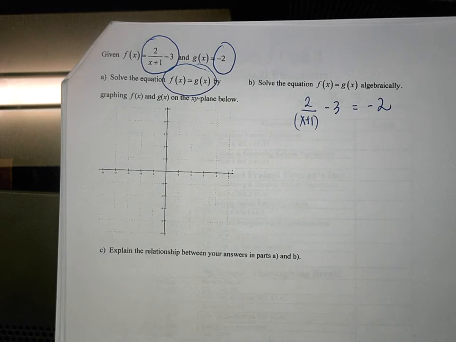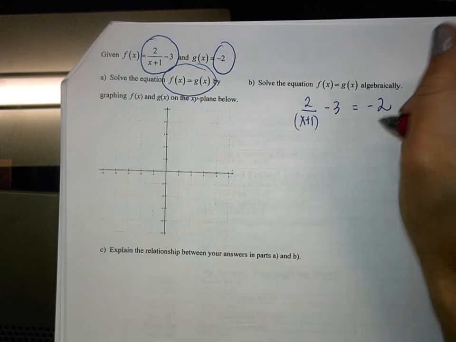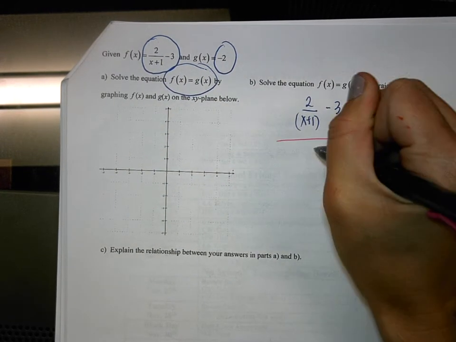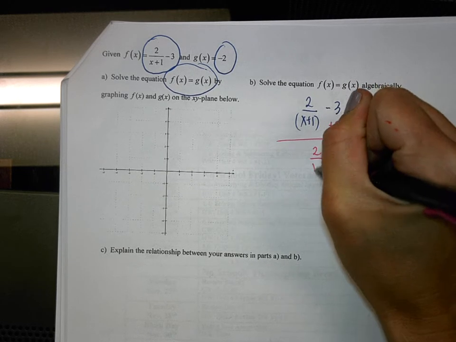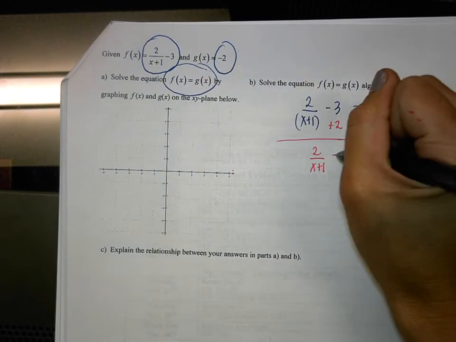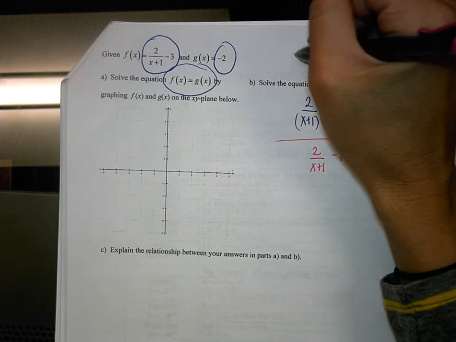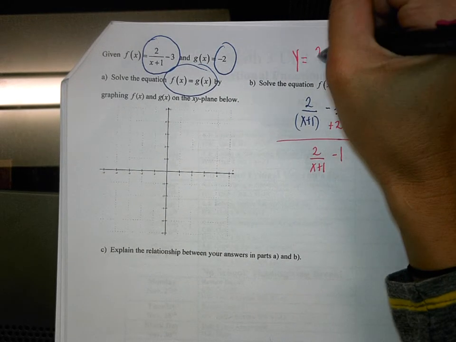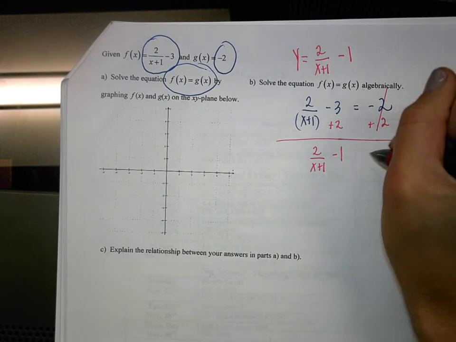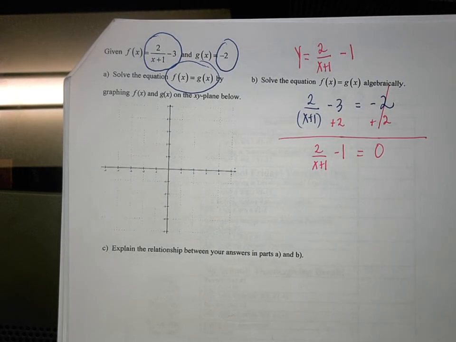So let's go ahead and do that first here just to see, because we're going to end up graphing it, okay? So I'm going to add 2 to both sides here for a minute. And so I would have 2 over x plus 1. What's negative 3 plus 2? Minus 1. So when you're graphing, this is what you would graph. Y equals 2 over x plus 1 minus 1. Okay? But we're solving this.